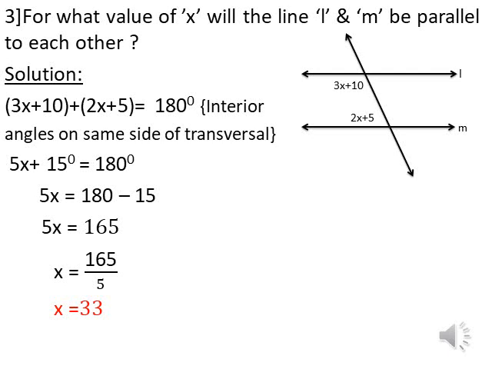And we know interior angles on the same side of a transversal are supplementary. That means if we add 3x plus 10 and 2x plus 5, it is equal to 180. So 3x and 2x make 5x, and 10 plus 5 is 15. So 5x is 180 minus 15, so 5x is 165. At the last we conclude that x is 33 degrees. So the value of x here is 33.